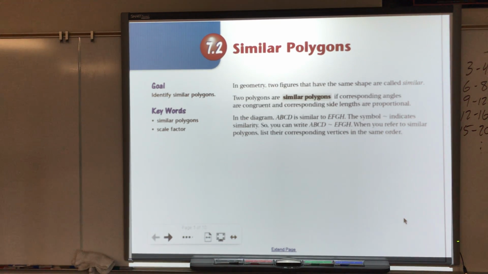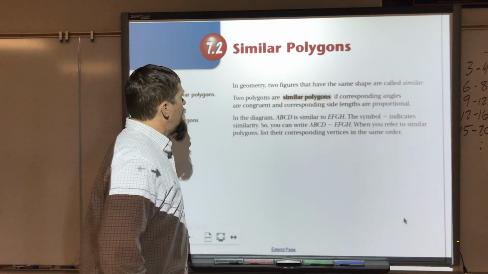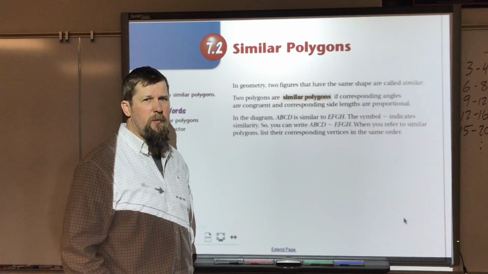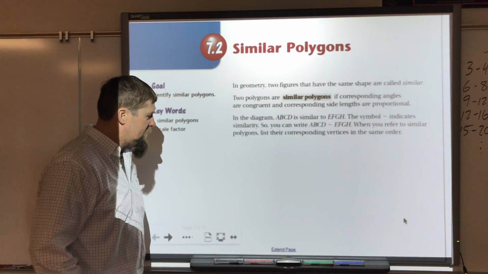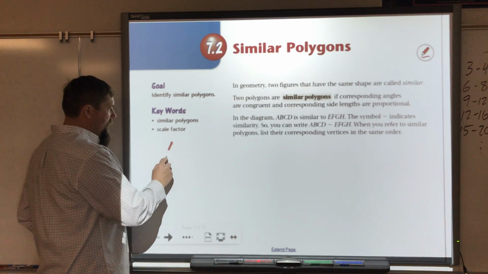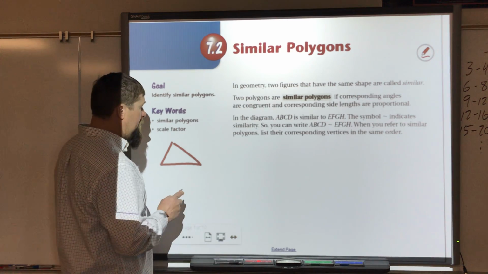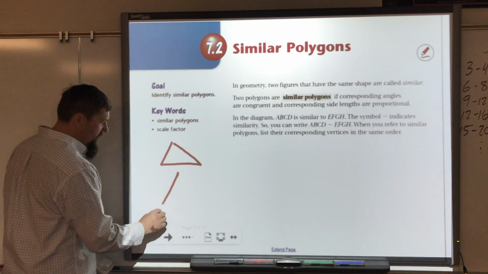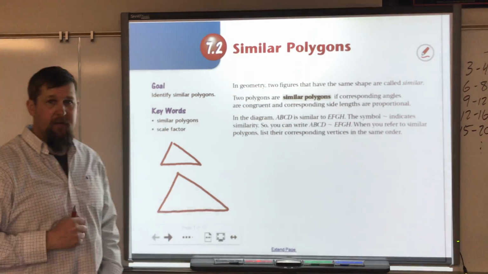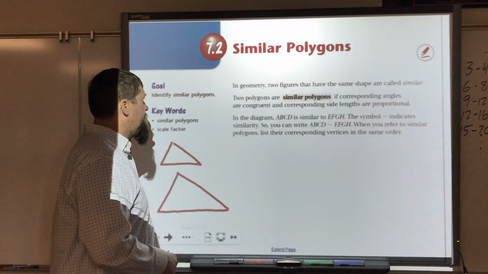Okay, welcome to section 7.2, Similar Polygons. In geometry, two figures that have the same shape are called similar. So similar shapes have the same shape and the same angles, but not the same size. If they were the same size, they'd be called congruent.